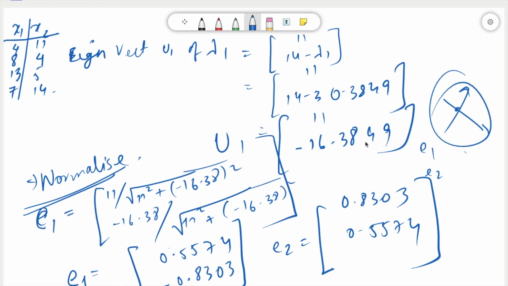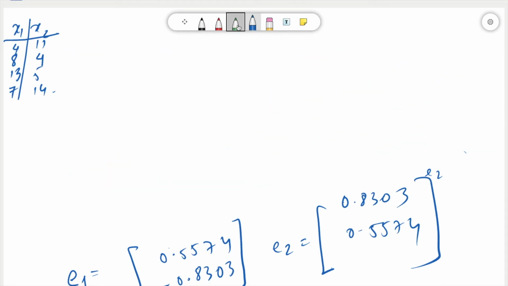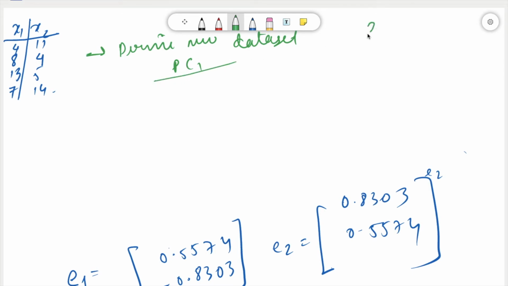First, the next step would be to derive a new data set. Let's see that first. So the next step is to derive the new data set. This data set would be PC1, the first principal component. Since we had two features before and now we are converting into one, we'll have one principal component. So this will be P11, P12, P13, P14. So we need all these points.